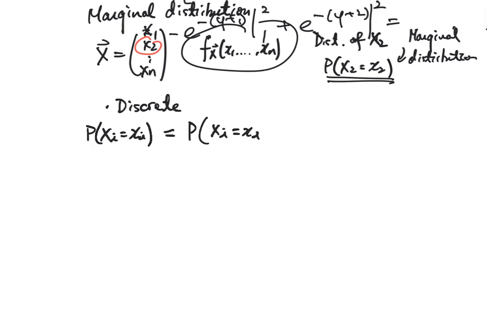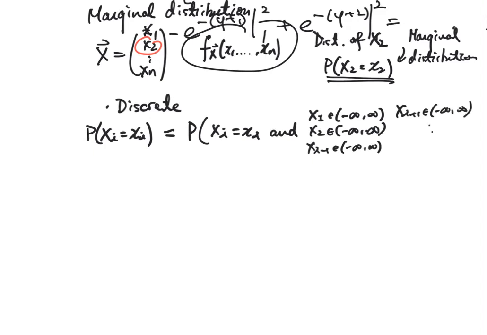the probability that Xi equals small xi, and X1 can take any arbitrary value from minus infinity to positive infinity, X2 from minus infinity to positive infinity, and then Xi minus 1 from minus infinity to positive infinity, and then Xi plus 1 from minus infinity to positive infinity.